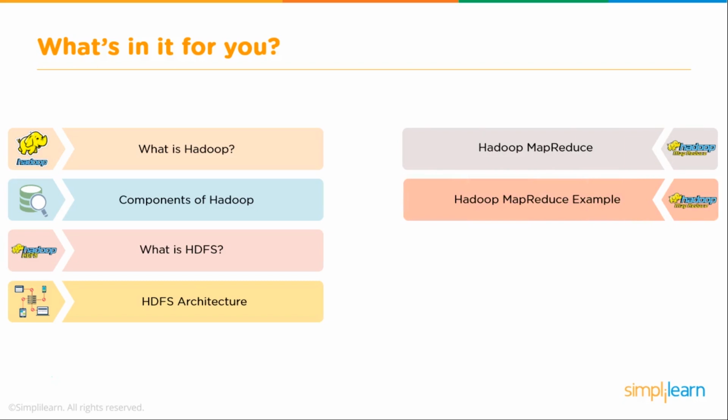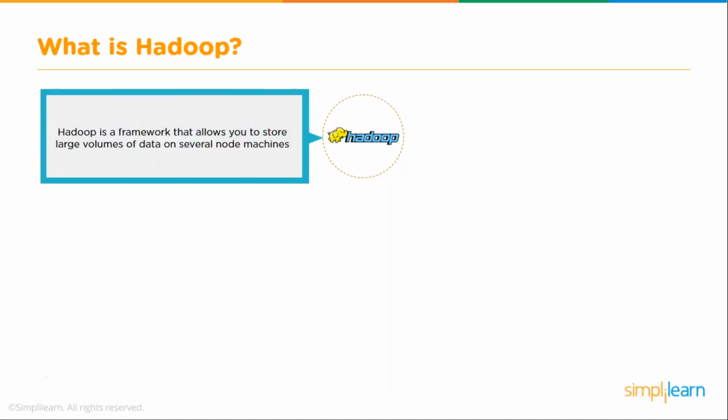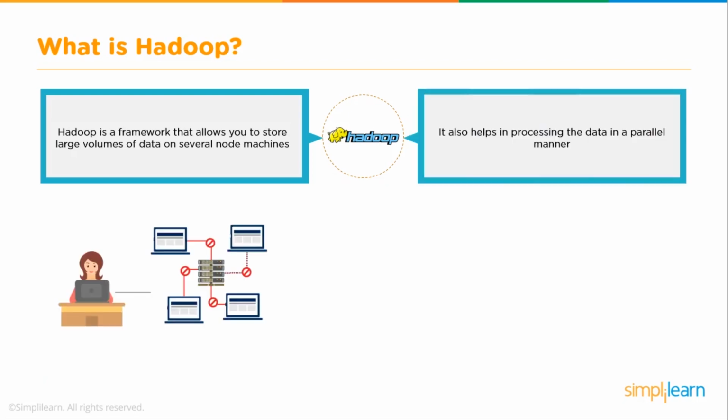Now, there are other programming models. One of them is Hadoop MapReduce, and basically YARN, which takes care of resource allocation. So we will learn about all of these from here. Now, when we speak about Hadoop, it's a framework. It allows you to store large volumes of data on several nodes or several machines, as you would call them. So Hadoop is not a software. It is not just a technology. It's a framework. So it not only allows to store huge amount of data, or I would say big data, which has different characteristics, it also helps in processing the data in a parallel manner.